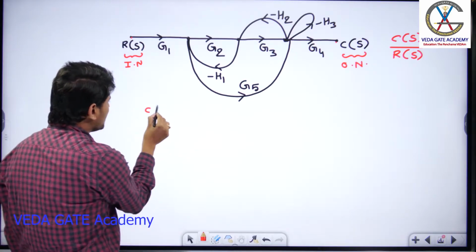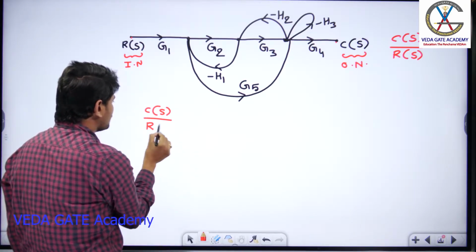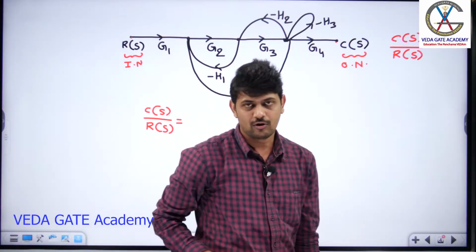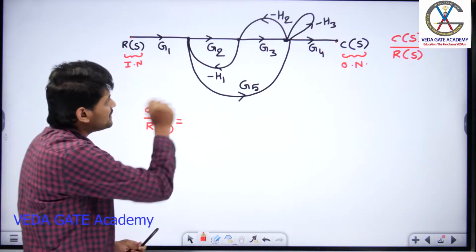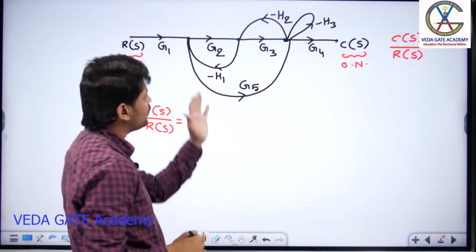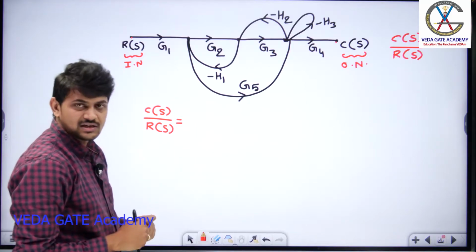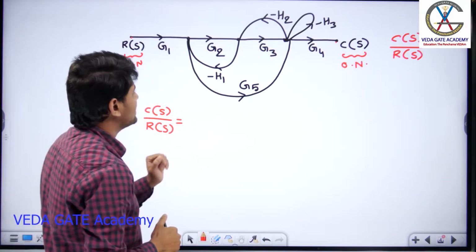If I try to apply Mason's gain formula, C of S by R of S, as we know in the formula, first you need to identify the number of forward paths in the given signal flow graph. Let me consider the signal flow graph. Can you tell me how many forward paths there are in this particular signal flow graph? If you try to see, in total you will get 2 forward paths.